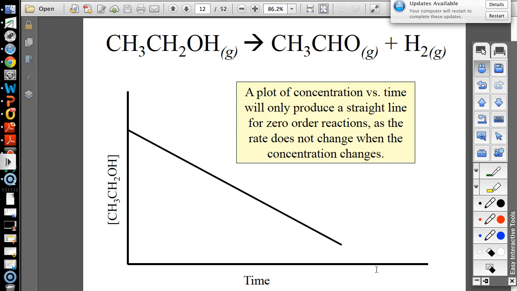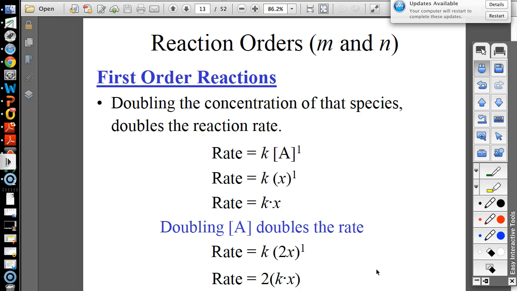Notice that if I'm looking at a graph here, a plot of concentration versus time will produce a straight line for 0 order reactions because the rate isn't going to change when the concentration changes. This whole straight line thing with concentration and then natural log concentration and then 1 over, don't worry about that yet. We're going to look at those graphs a little bit more tomorrow. But basically, here's concentration, here's time. It's just going to go down at a steady rate. Nice straight line.